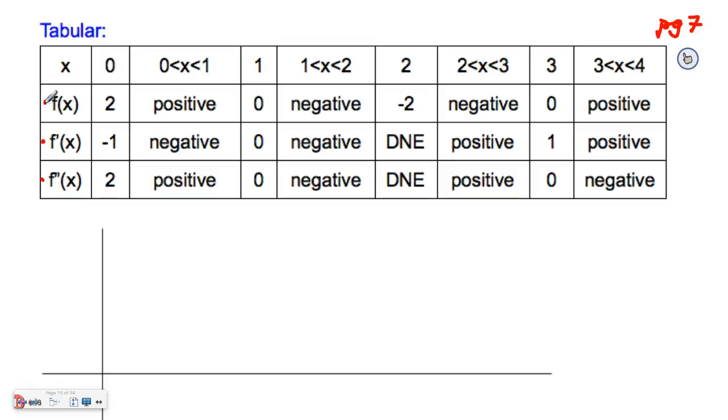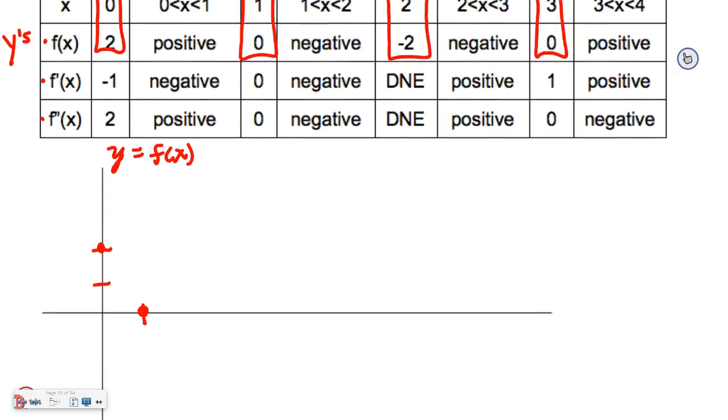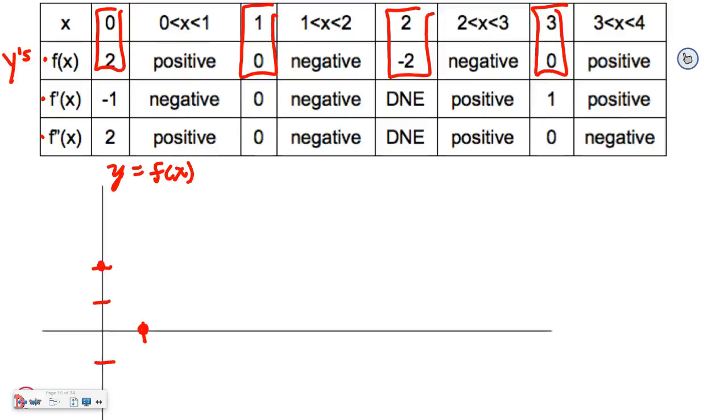So I'm going to use the fact that I know some definite points on the graph, because remember, f of x is just the y values at that x. So when we say f of 0 is 2, that means at (0, 2) there's a dot on f, and I'm asked to sketch a graph of f. So first thing I'm going to do is use those function values to plot some points. f of 1 is 0, f of 2 is negative 2, f of 3 is 0.